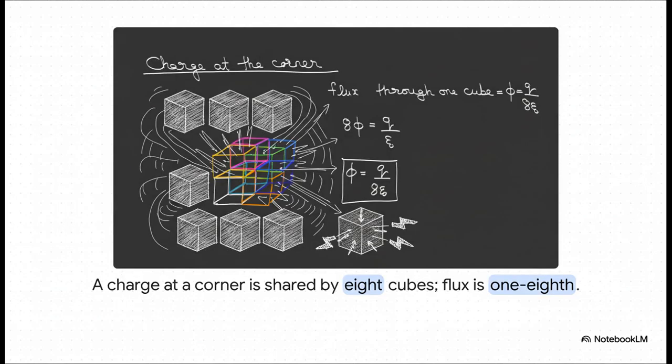And for the last one, we stick the charge on a corner. Now think about how corners meet. That single point is shared by, count 'em, 8 different cubes, all packed together. So our one little cube only gets 1/8 of the total flux from that charge.